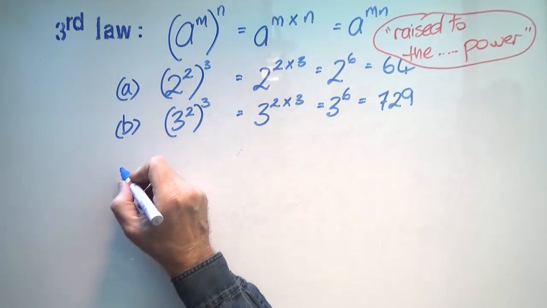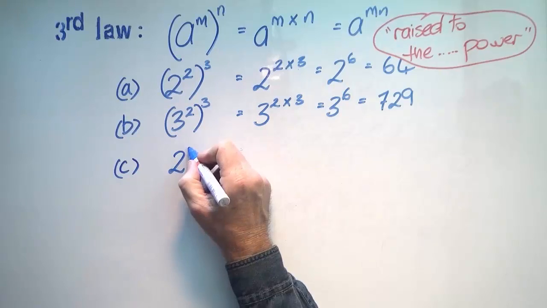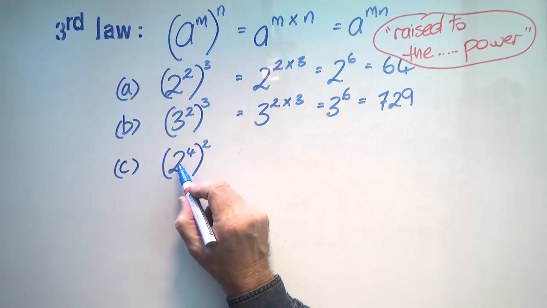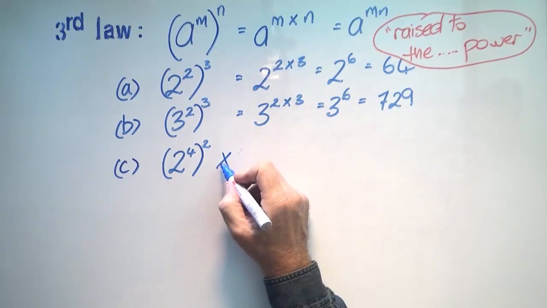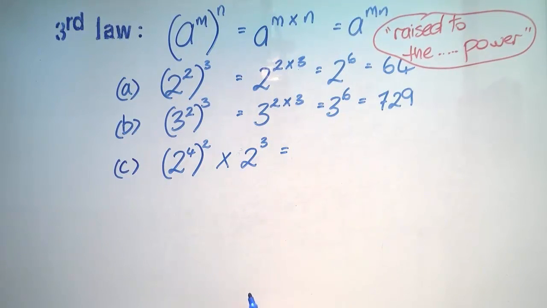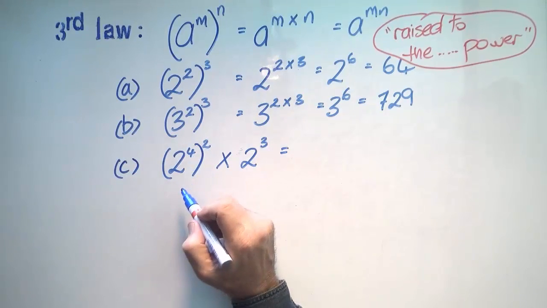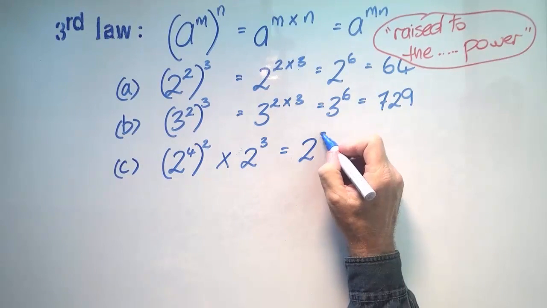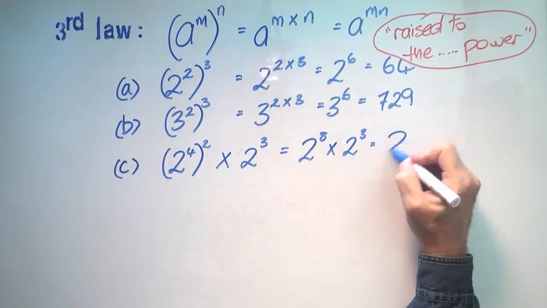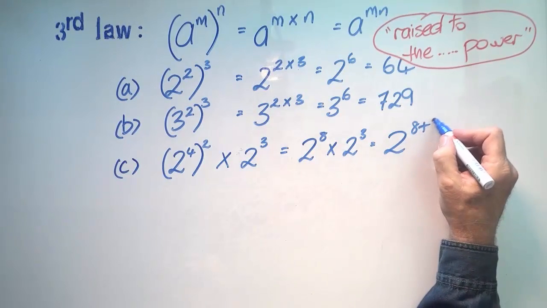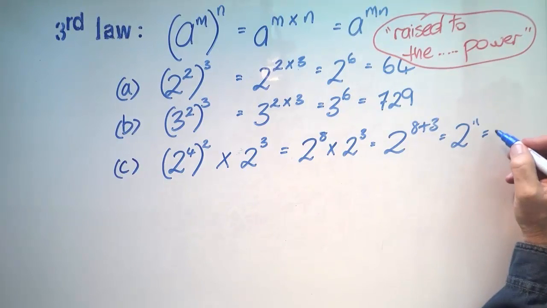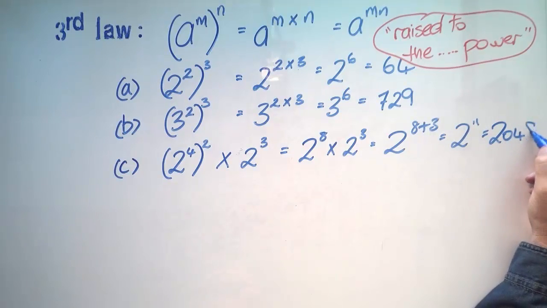Another example, 2 to the 4th power raised to the 2nd power, or I could say 2 to the 4th power all squared, multiplied by 2 cubed. Well, here we do this operation first. So this would be 2 to the 8th power times 2 cubed equals 2 to the 8 plus 3 equals 2 to the 11th power equals 2048.